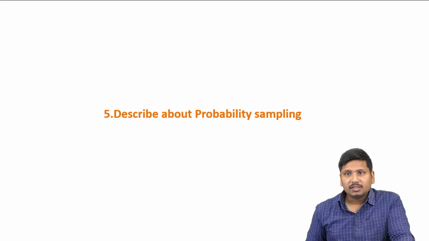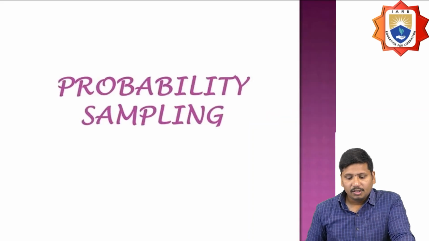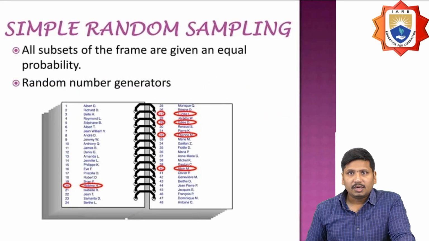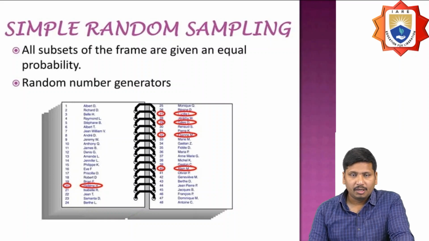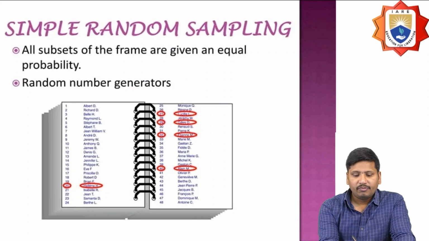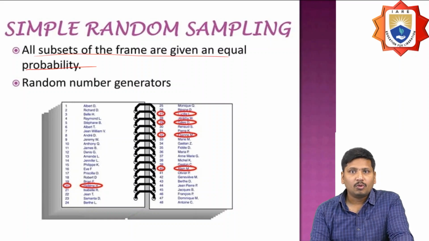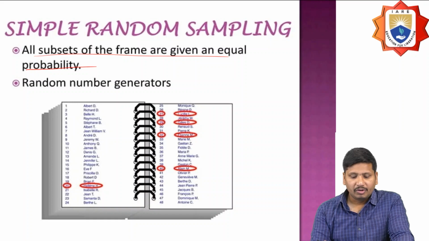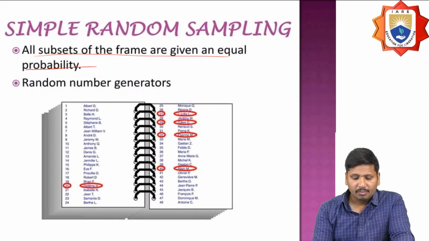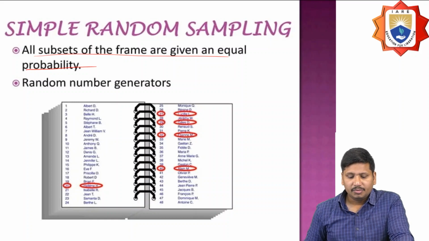The next one is to describe probability sampling. Probability sampling is of different types. The first one is simple random sampling. All the subjects of the frame are given an equal probability, and an example is generating random numbers. If all the subjects in the frame have equal probability, it is considered simple random sampling. For example, randomly generating numbers.